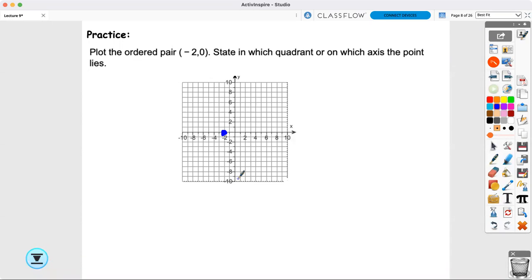Now, quick question. Would anyone like to share which quadrant or axis the point lies on? Is it in a quadrant or is it on an axis? I'm going to start the sentence: the point (-2, 0)... Can anyone share what would come after this? It lies on the x-axis. That is correct.